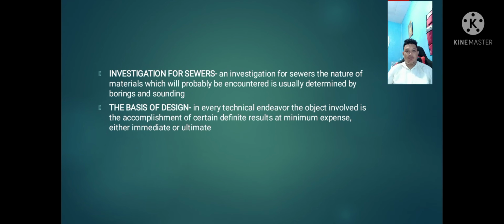The fifth part of chapter 20 is the basis of designs. In every technical endeavor, the object involved is the accomplishment of a certain definite result at a minimum expense, either immediate or ultimate. If a structure is to be built, both utility and a certain degree of beauty are usually involved. If permanent, it should not be unsightly, and utility may demand any degree of artistic development, from a plain but not unsightly structure to those structures which are created only for their artistic merit. In each case, however, the object is to accomplish the maximum utility for the minimum expense. No unnecessary expense is warranted.